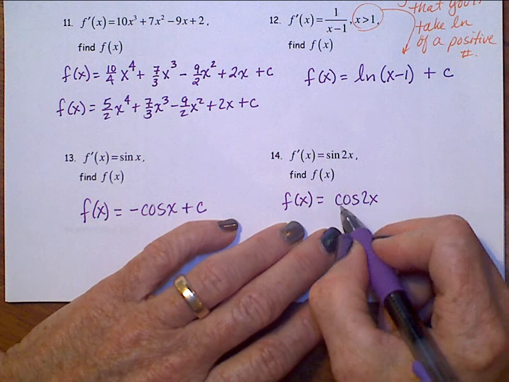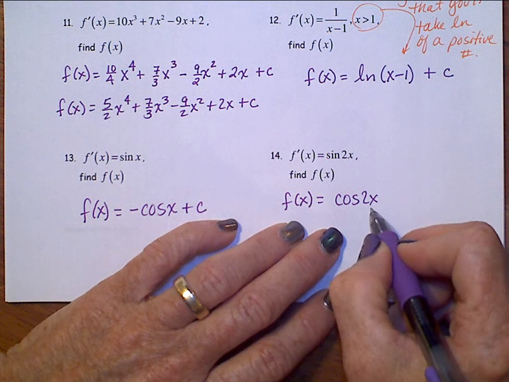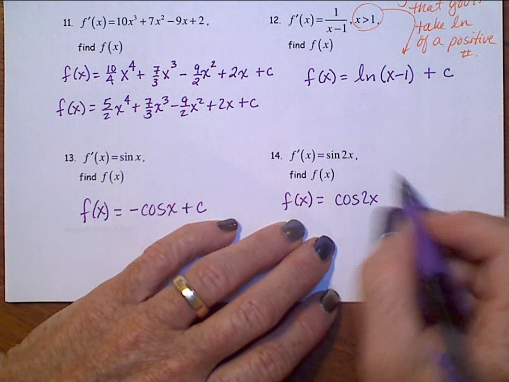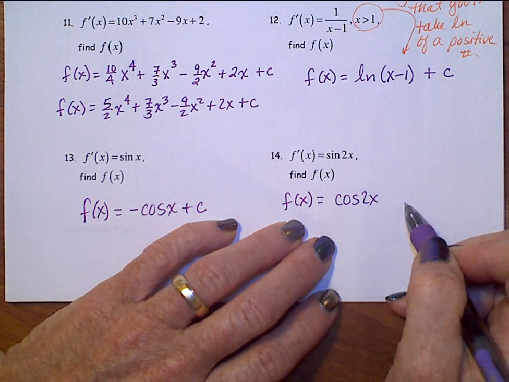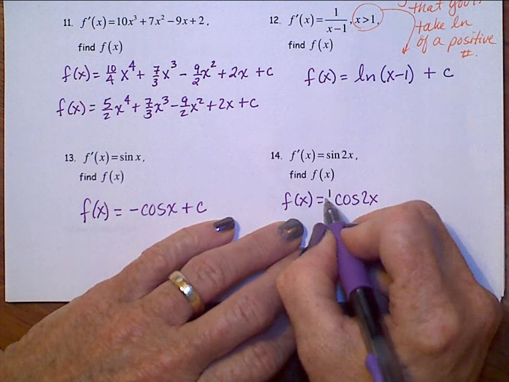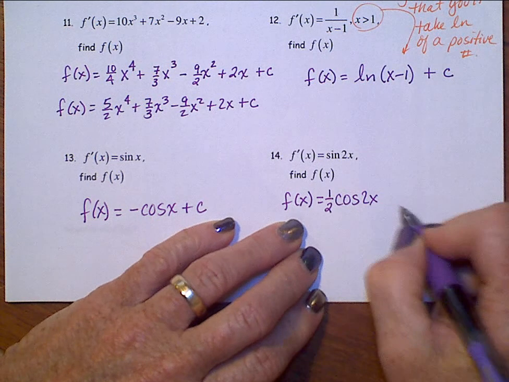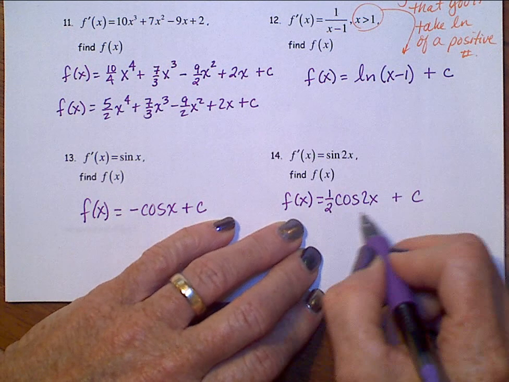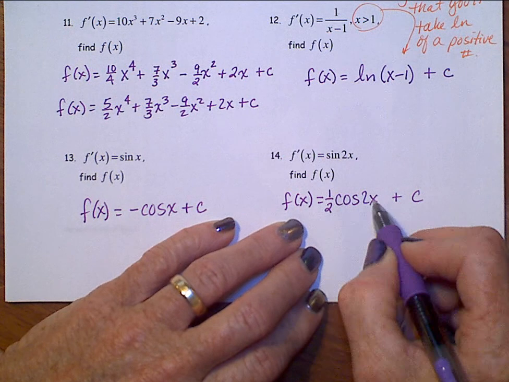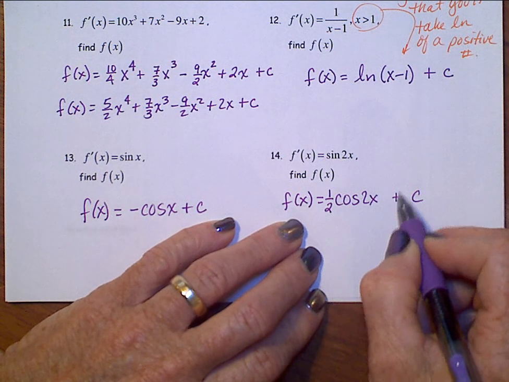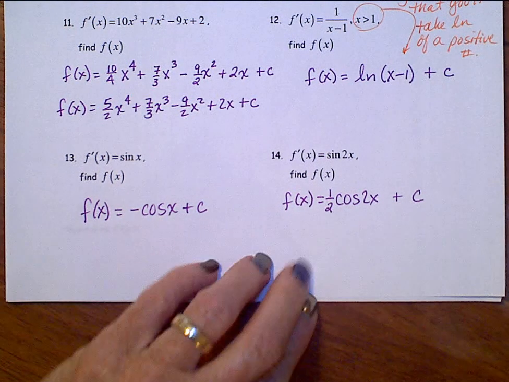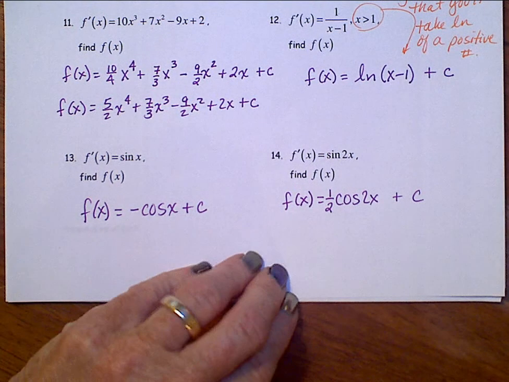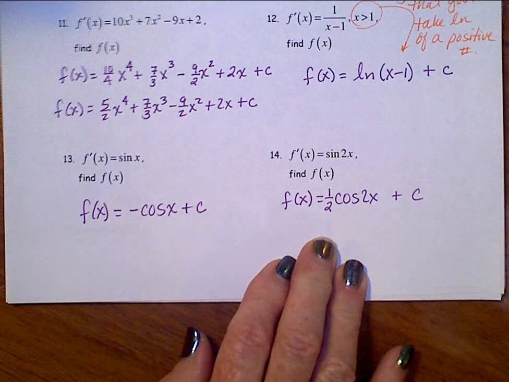However, if you did the derivative of this cosine 2x, it would be sine 2x times 2. So we need to put a 1/2 out here so that when we do the derivative of this cosine 2x and then times the 2 on the inside, it cancels out with that 1/2. Okay. More antiderivatives on the next page.